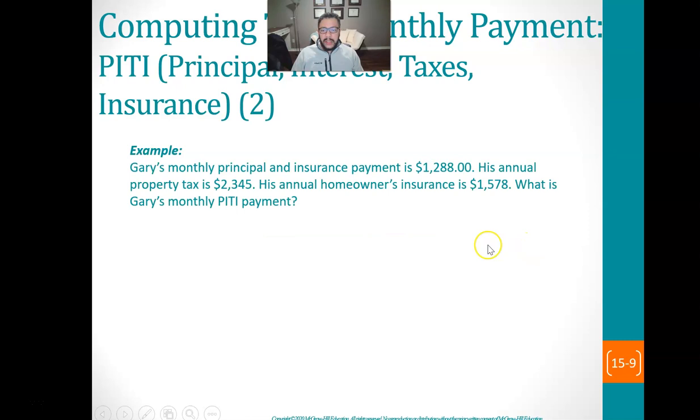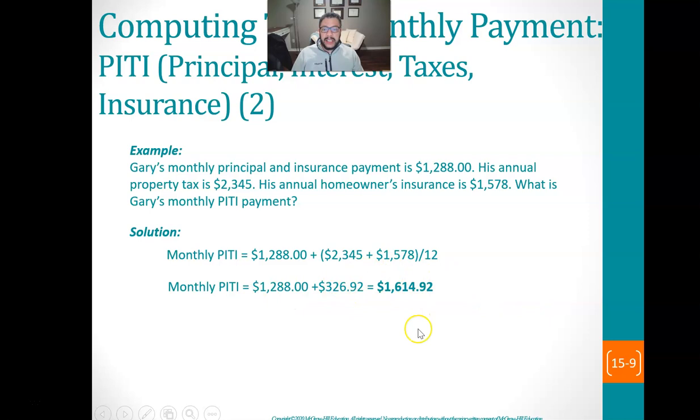So when we look at all the things we talked about, the PITI payment, principal, interest, taxes, and insurance, is the monthly principal and interest payment of $1,288, plus the tax and insurance divided by 12. So it's $1,288 plus $326. The total payment is $1,614.92.